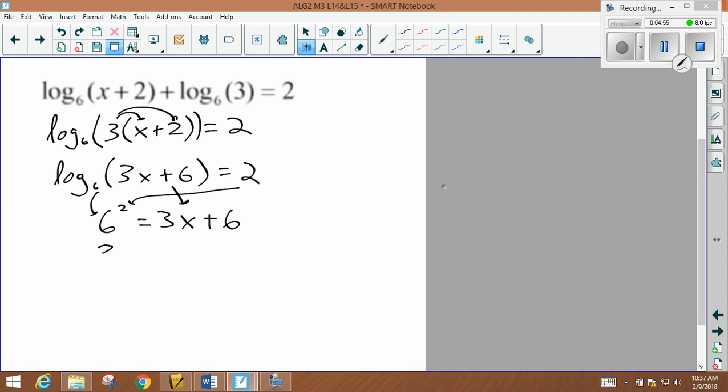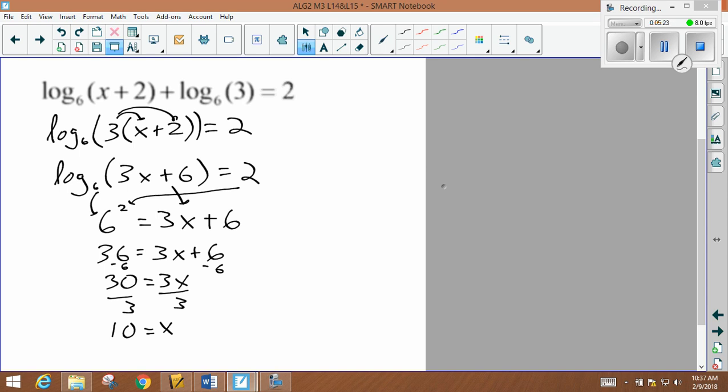6 squared is 36. I subtract 6 from both sides, and I get that 30 is equal to 3x. Sorry, let me write that down for y'all. I subtracted 6. Now divide both sides by 3, so x is 10.